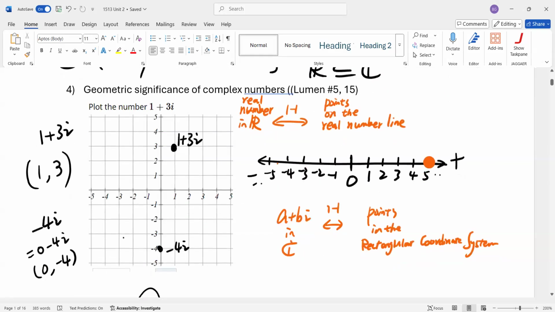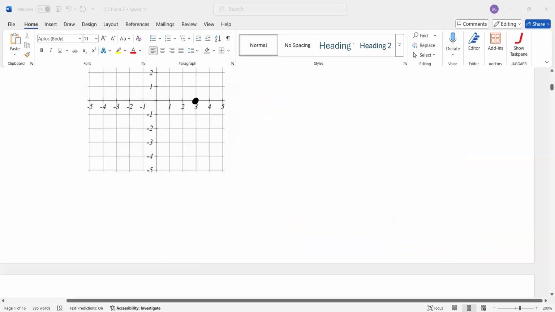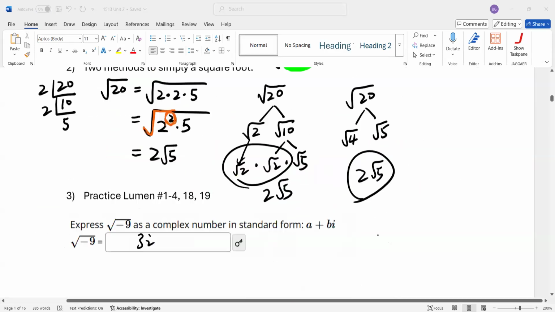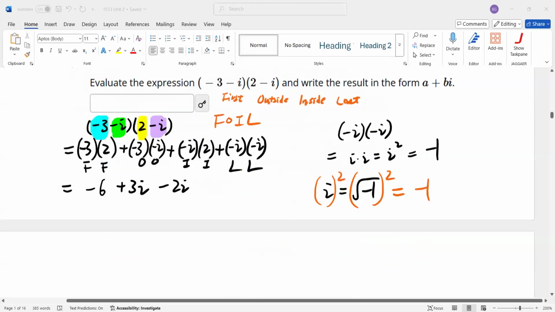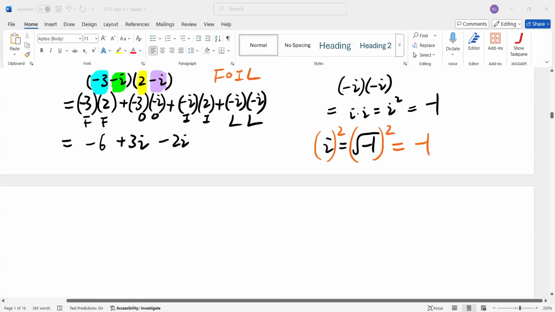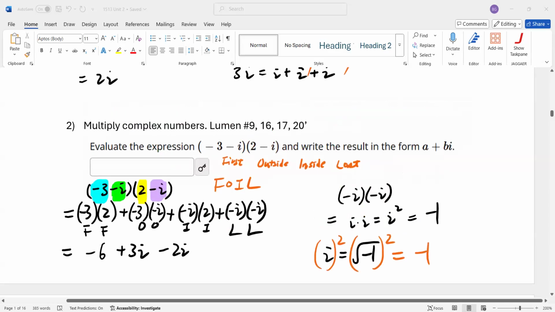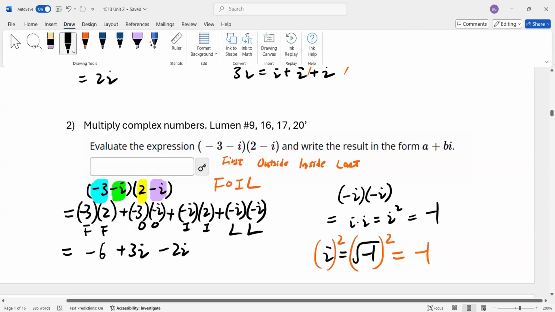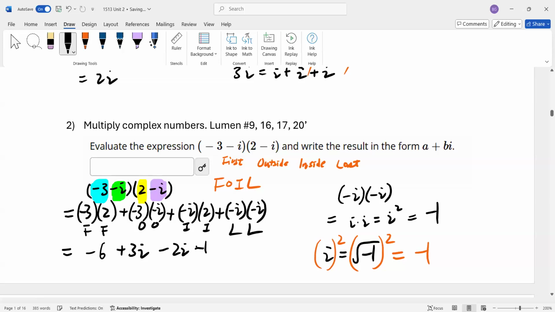Okay, let's go back. What is i squared, guys? What is i squared? -1. Perfect. Yeah, i squared is -1. Where were we? Okay, so i squared equals -1. So last times last is -1, right? And then keep simplifying, combine like terms.